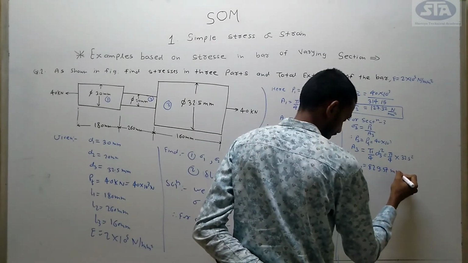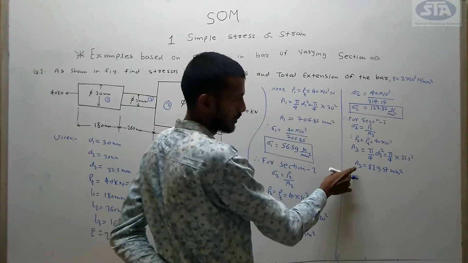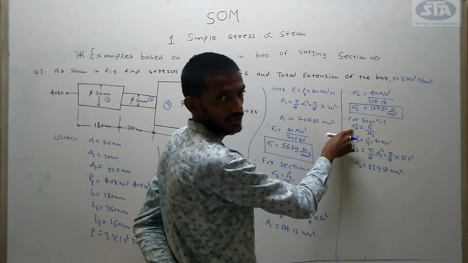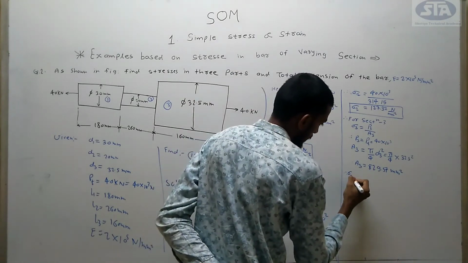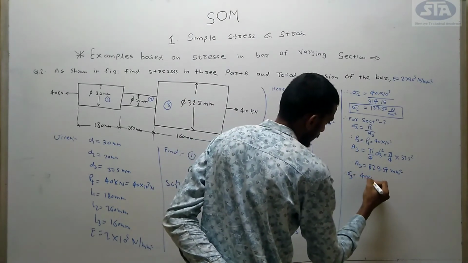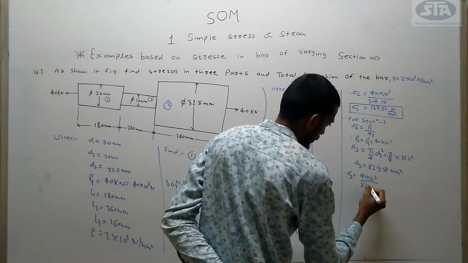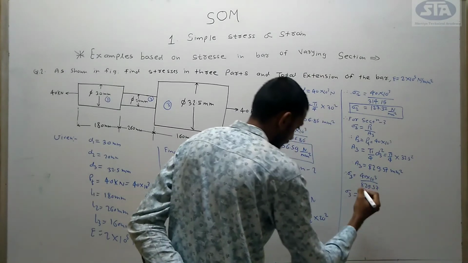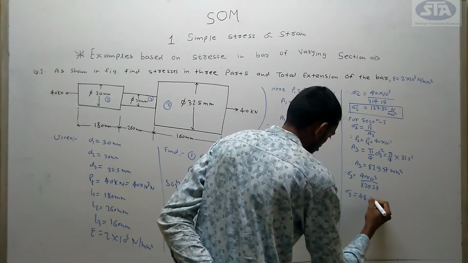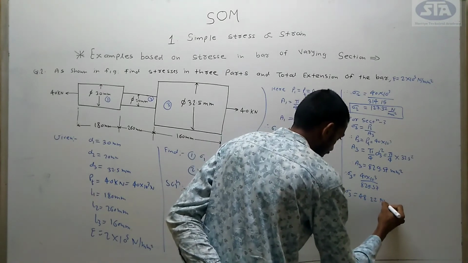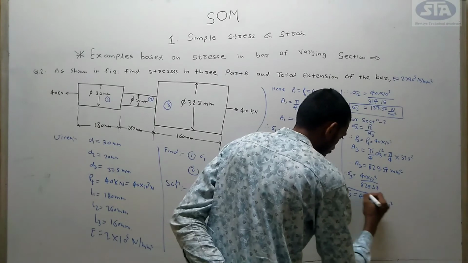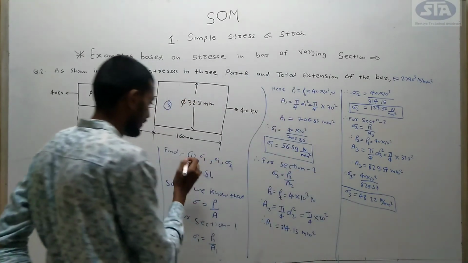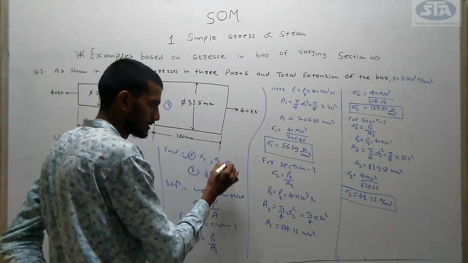829.57 mm square. Once we get area 3 and P3, you will get sigma 3 directly. Therefore, sigma 3 is equal to 40 into 10 raised to 3 divided by 829.57. Take the ratio, and you will get sigma 3, which is 48.22 Newton per mm square. So this is our first approach. We can get sigma 1, sigma 2 and sigma 3.